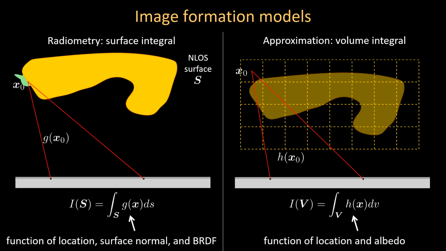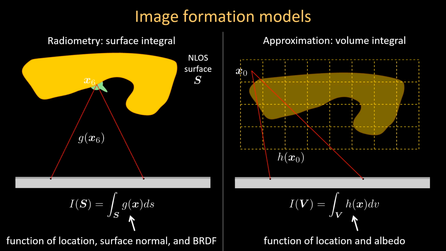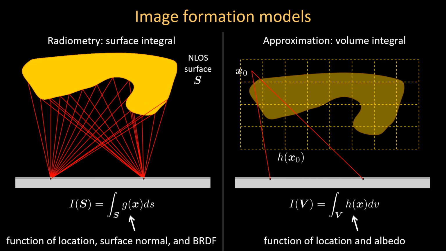Before we introduce our reconstruction pipeline, let's look at the image formation model for the looking around the corner setting. The sensor gathers radiance reflected on all points on the non-line of sight scene. From radiometry, we know that we can express the resulting measurement as an integral of a function g evaluated on points on the surface S. G is a function of surface point location, surface normal, visibility, and BRDF.